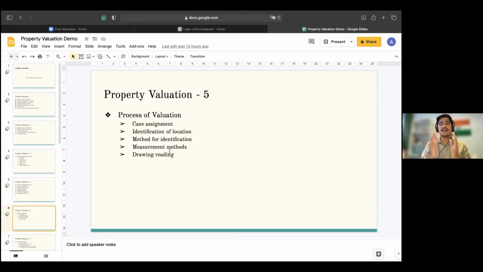Then from the day 5th, okay, after having some technical terms with you, because you now understand what is valuation, and you now understand what process it is going through, I will try to explain to you how a process of valuation looks when you will work as a valuer.